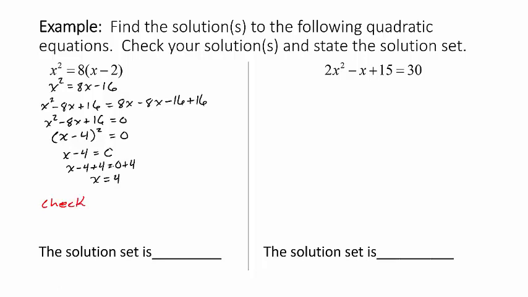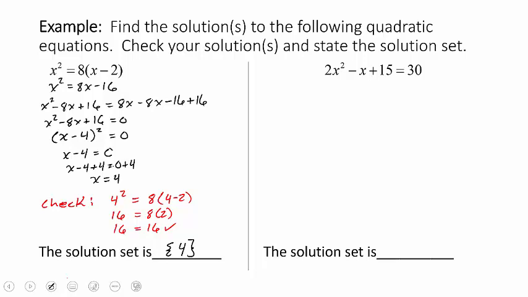Okay, so let's check it. In this case, we only have one solution. Let's just make sure it works. So does 4 squared equal 8 times the quantity 4 minus 2? Just sticking 4 in there into the equation. So 16 is equal to 8 times 2. Yes, 16 equals 16. It works. So the solution set is {4}. Yes, you can have a set with only one element in it.